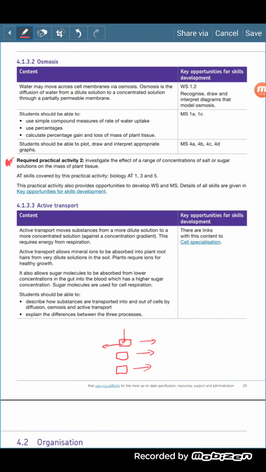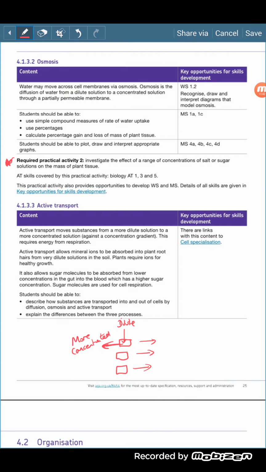It would enter if there was a more dilute solution around the potato, because that would be a high water concentration going into a local water concentration in the potato, but it would leave the potato if there was a more dilute solution in the potato and it was more concentrated sugar outside. Okay, and once again we need to remember the way that we did those practicals.